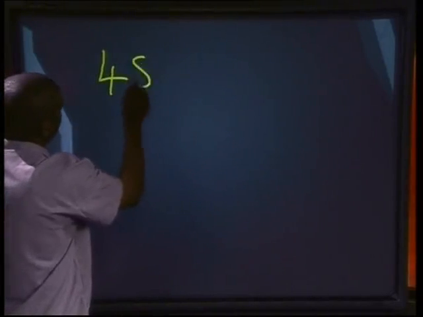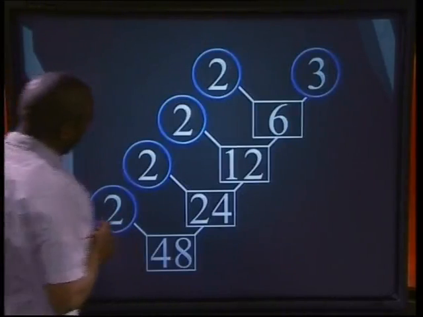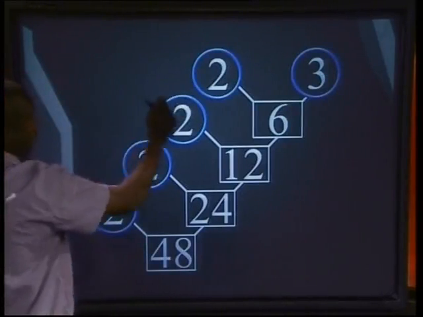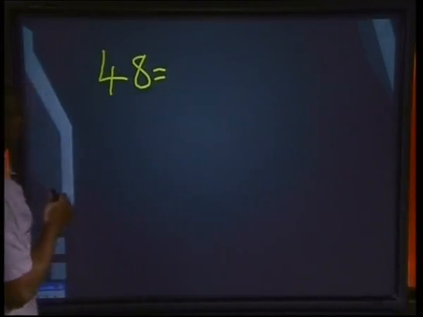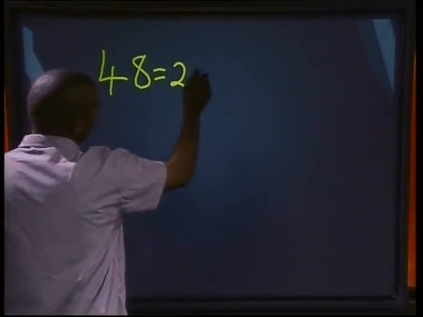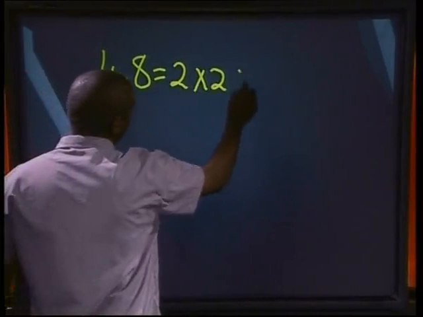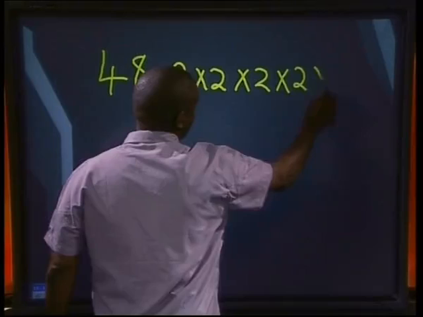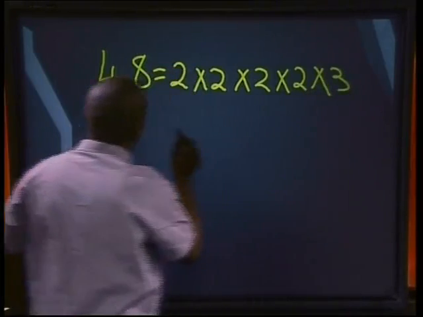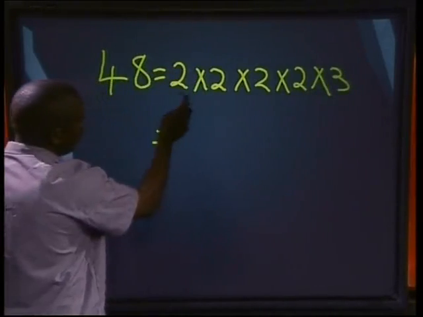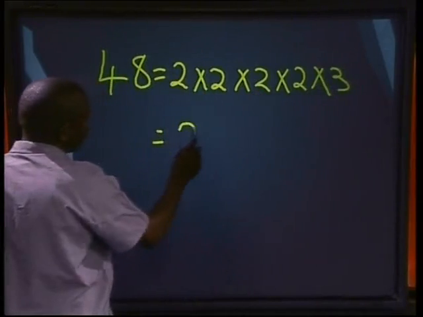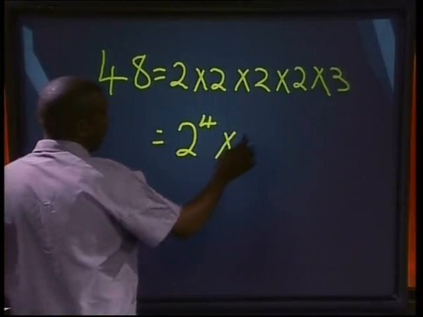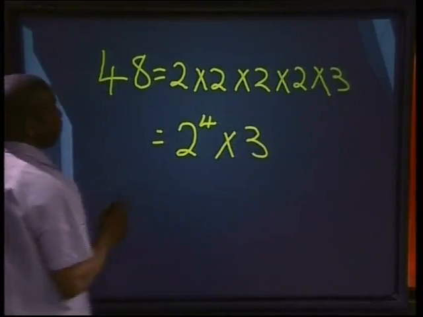48 can be written as 2 times 2 times 2 times 2 times 3. So how many 2's do we have? 1, 2, 3, 4. So it will be 2 to the power of 4 multiplied by 3.